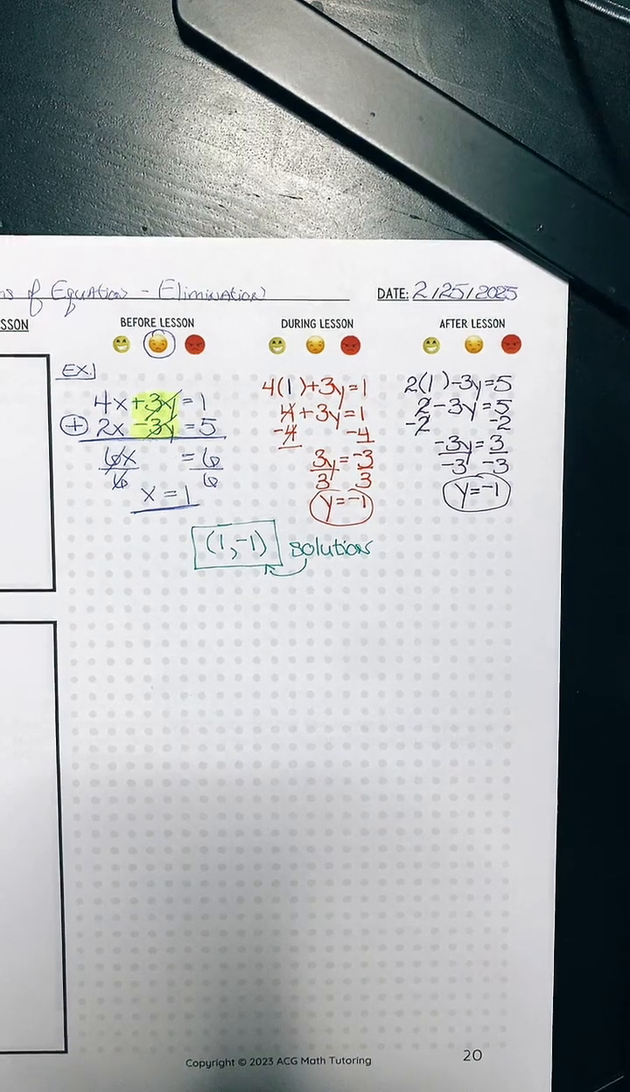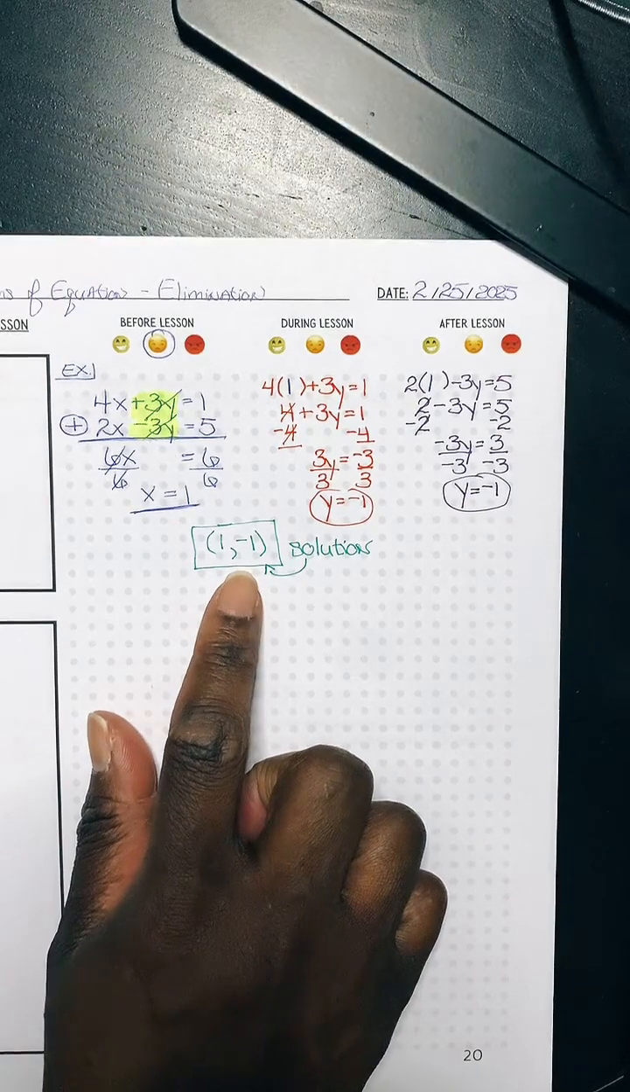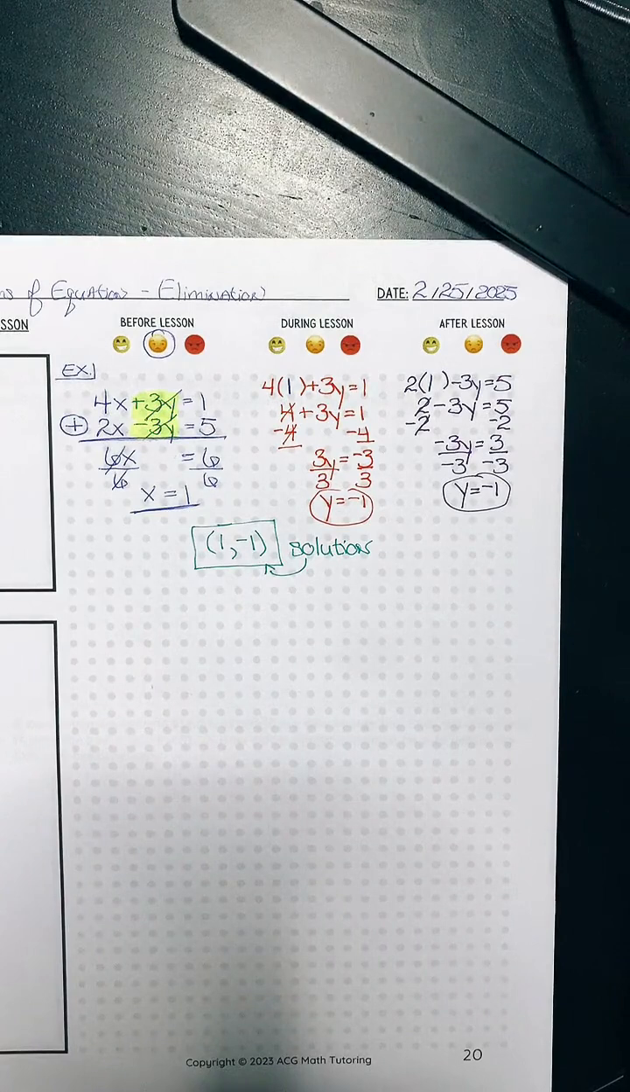So how do you know that two lines are perpendicular? It's not about the point of intersection. You're going to have to figure out their slopes. And their slopes have to be opposite reciprocals.